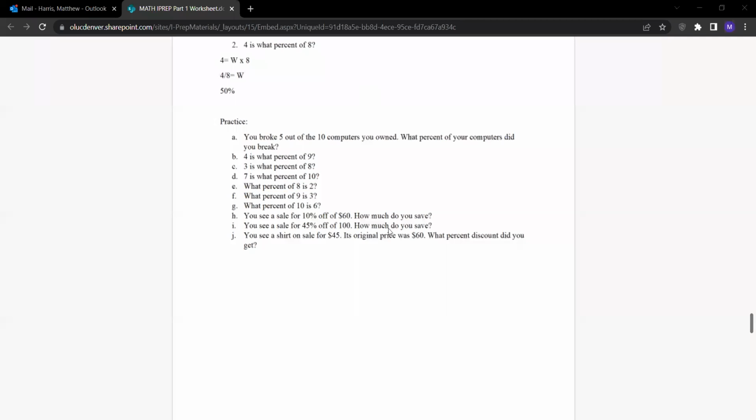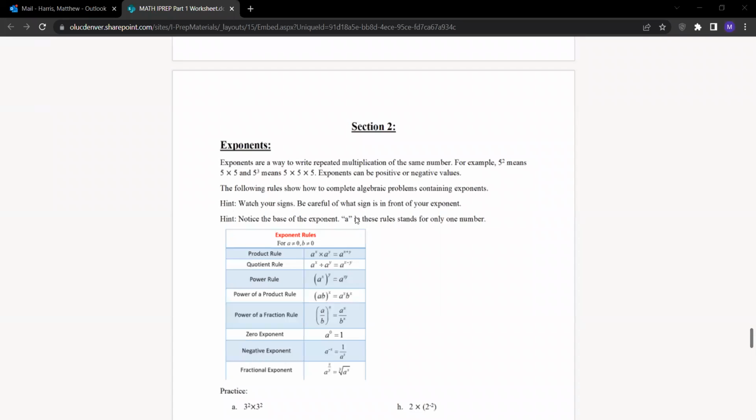All right, let's go ahead and move on to the next section. So that was all we're going to do from section one of part one: fractions, decimals, and percents. So now we're going to work on exponents, and we're also going to work with some radicals.